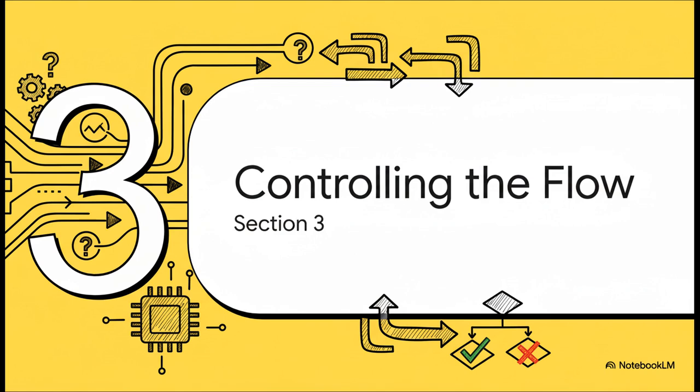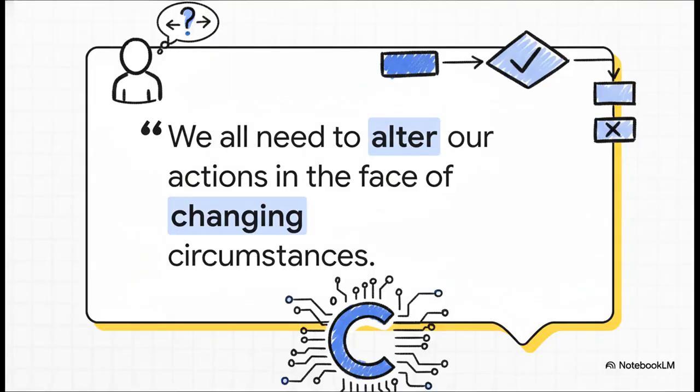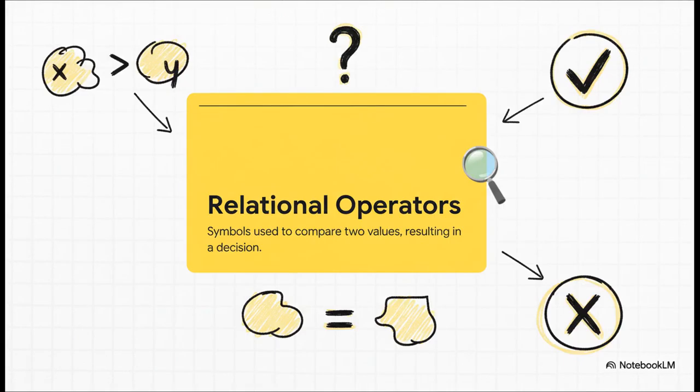But just doing calculations isn't enough to make a program smart. The real magic happens when programs can make decisions. That's where the intelligence comes from, the ability to react when things change. And I just love this quote from the book. It really nails it. We all need to alter our actions in the face of changing circumstances. That's what programming is all about. A program, just like a person, has to look at a situation and decide, okay, do I go left or do I go right?